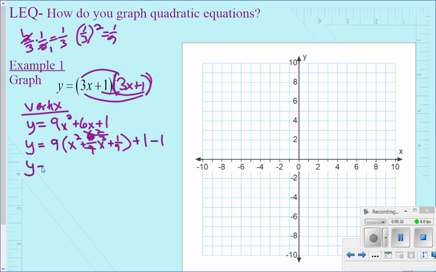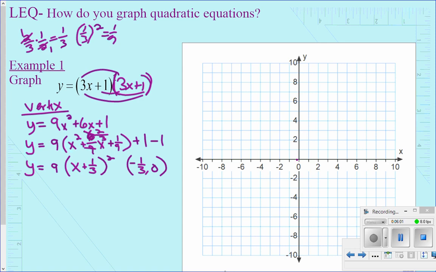So I have y equals 9 in the front. I have x quantity squared, and I know it's going to be what I had before squaring, which is plus 1/3. And then 1 minus 1 is 0. So now I have vertex form. So if I have vertex form, I have the vertex, which is negative 1/3, 0. So that's the vertex that I'm going to go ahead and plot. So negative 1/3, 0, right about there.